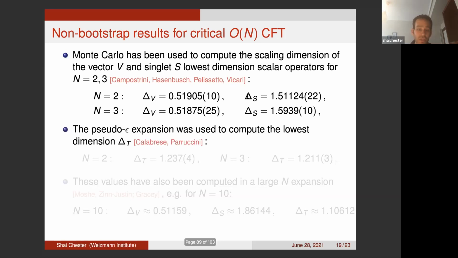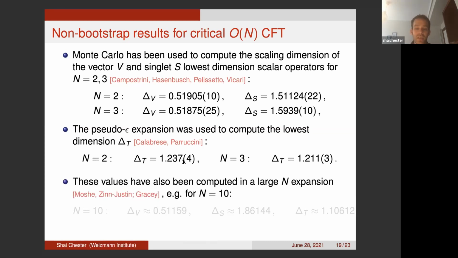For the case of the traceless symmetric representation, Monte Carlo did not compute it purely from lattice. Instead, they used something called the pseudo epsilon expansion, which is like some weird combination of epsilon expansion plus other things. This is for the case N equals 2 and 3. And this method is not as good as just regular Monte Carlo, and that's why they only got a few digits of precision. People also computed the scaling dimensions in a large N expansion many years ago.